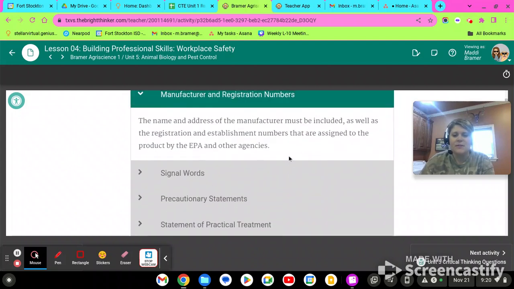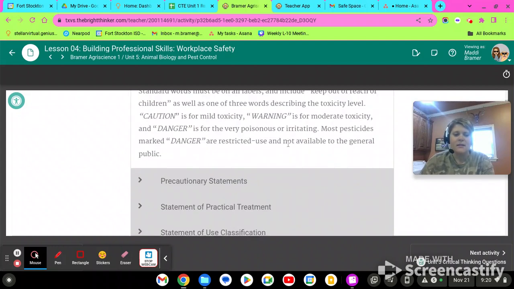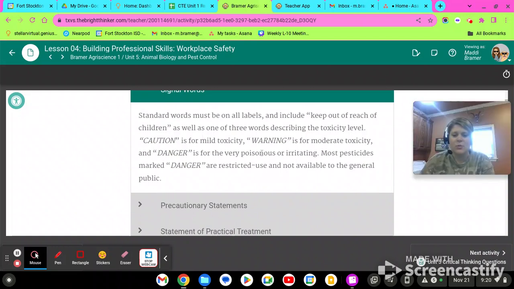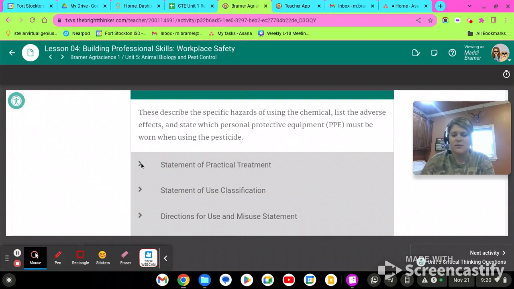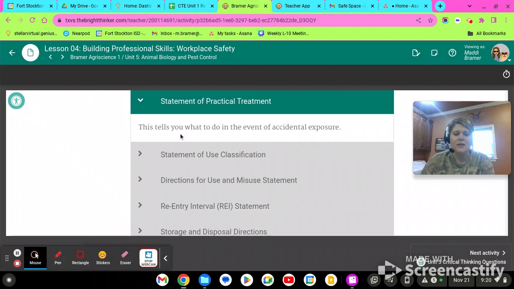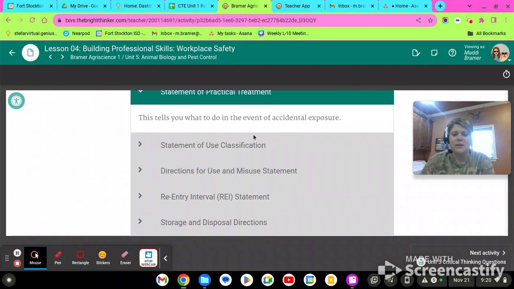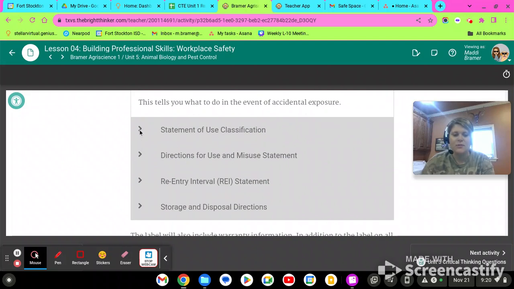Manufacturer and registration numbers. They have to keep track of which batch this is from, what manufacturer it comes from, just in case there's some sort of problem, they can track it back. Signal words, so that's your caution, danger, warning. Precautionary statement, so it's going to tell you hazards of the chemical, what PPE, which is personal protective equipment, that you need to wear when using the pesticide. Most of the time it's going to be some sort of mask, maybe goggles and gloves and closed-toe shoes and jeans. Statement of practical treatment that tells you what to do if something happens. Usually it's going to be like call poison control.